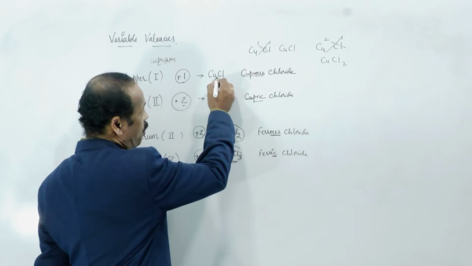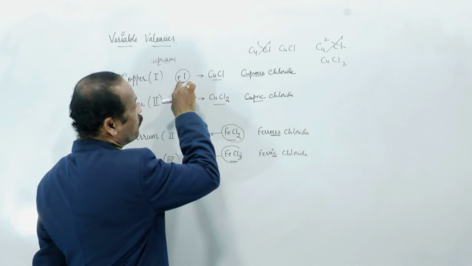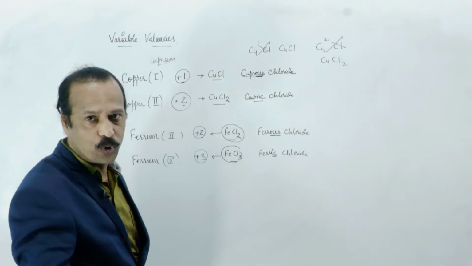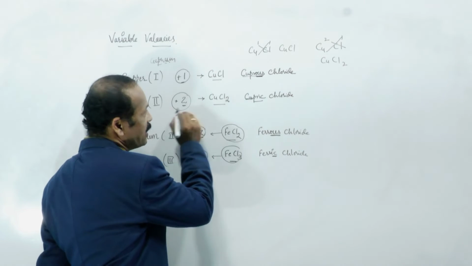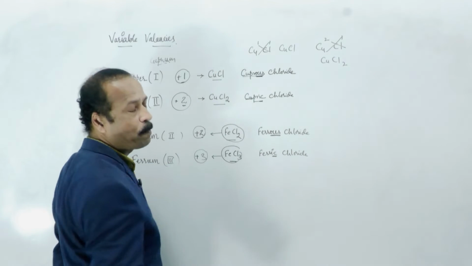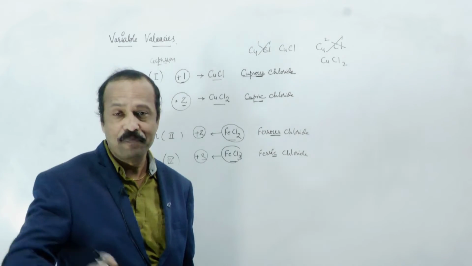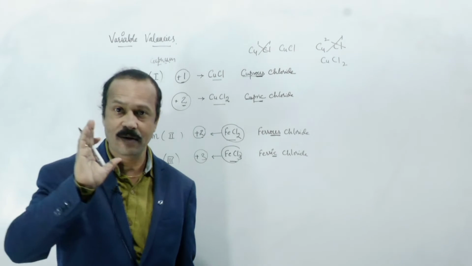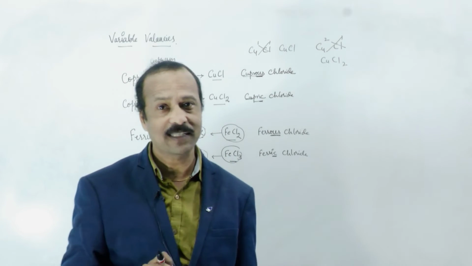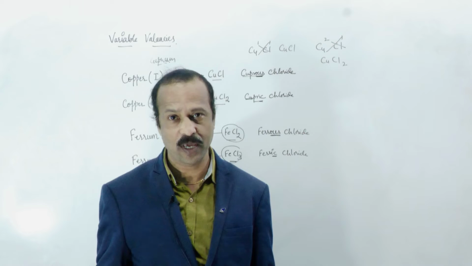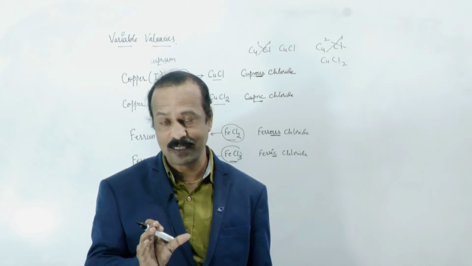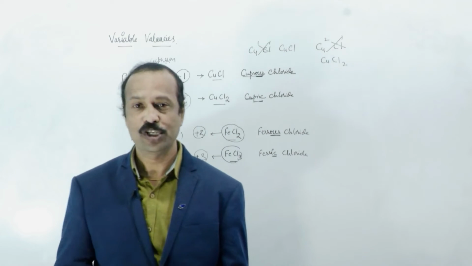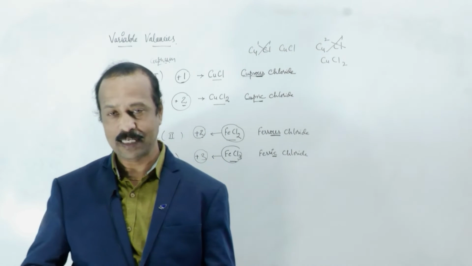Because here the copper is exhibiting the +1 valency. For lower valency, the suffix will be -ous, and for higher valency, it is -ic, cupric. Clear to you? So, if any element exhibits two valencies, then for the lower valency we add the suffix -ous, and for the higher valency we add the suffix -ic. Clear to you?